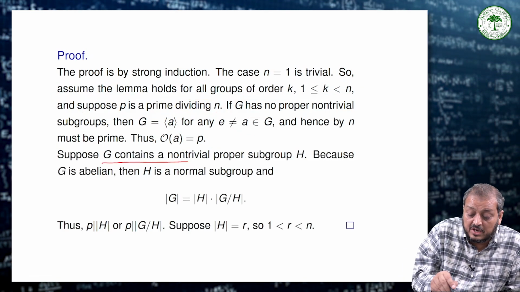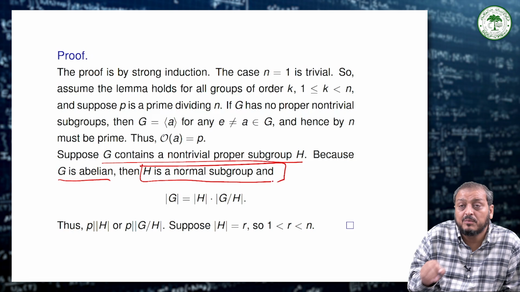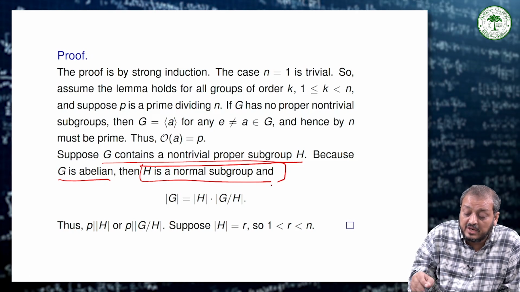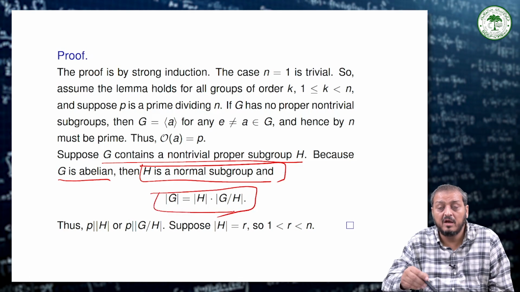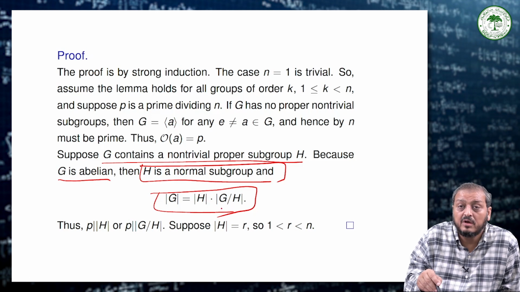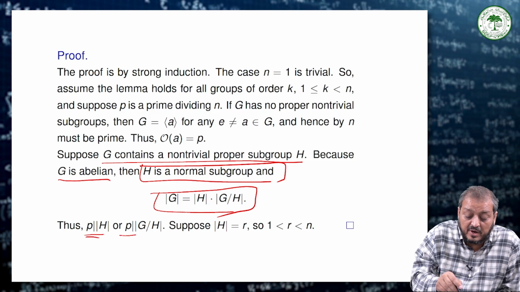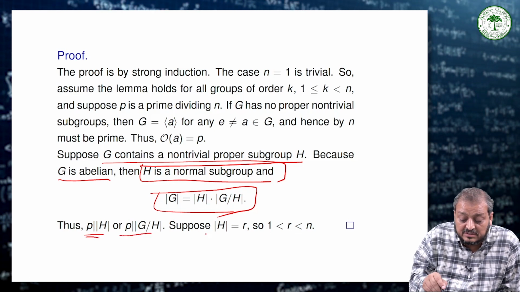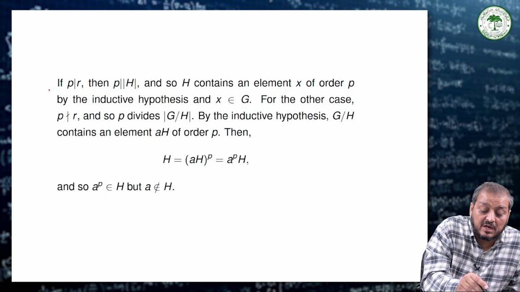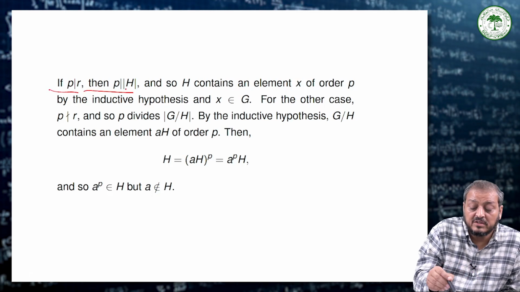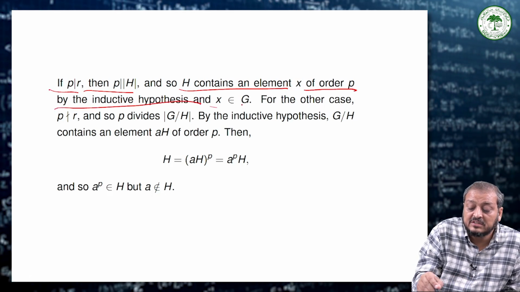Suppose G contains a non-trivial proper subgroup H. Because G is abelian, H is a normal subgroup. This is not a problem. Now we can show that the order of G can be written, by the quotient group, as the order of H times the order of G by H. Now P divides the order of H, or P divides the order of G by H. Suppose the order of H is equal to R, where R lies between 1 and n. If P divides R, then P must divide the order of H. So H contains an element X of order P by the inductive hypothesis, and X is an element of G.